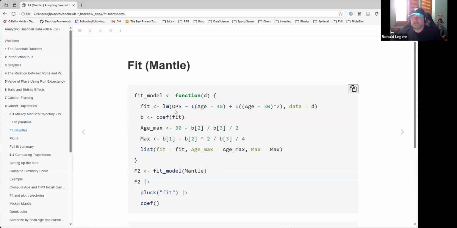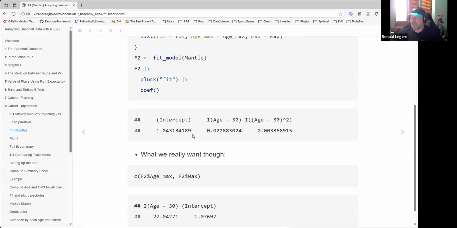So we can do that with the Mickey Mantle data. This is in the book. It's pretty straightforward, I think. You just do fit model. He defines a function called fit model that fits the model, pulls out the coefficients, calculates the maximum age as well as the max OPS from those coefficients using the formulas we just had, and then puts them all into a nice little list to return. We can call that, pull out the fit, and look at the coefficients directly. And these are the coefficients.